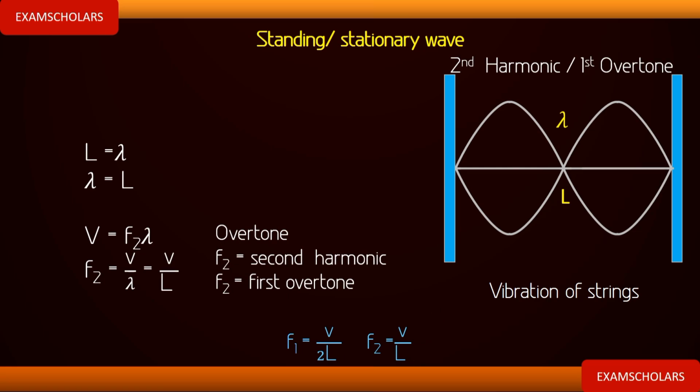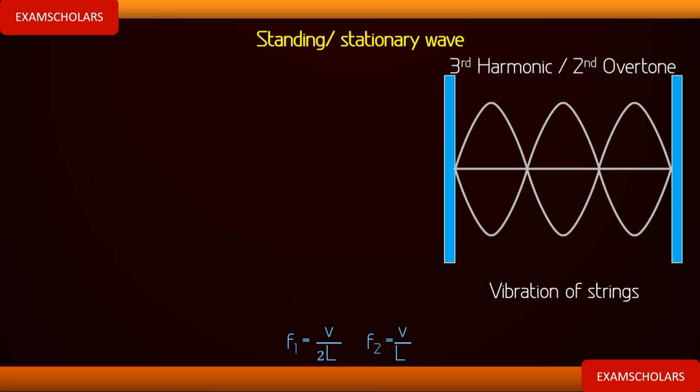Now let's move to the third one. Let's say you now have this pattern. You fixed 2 points and you try to strike this string. You are going to hear some sound. The sound that you are going to hear is going to be what? Third harmonic sound or second overtone sound.